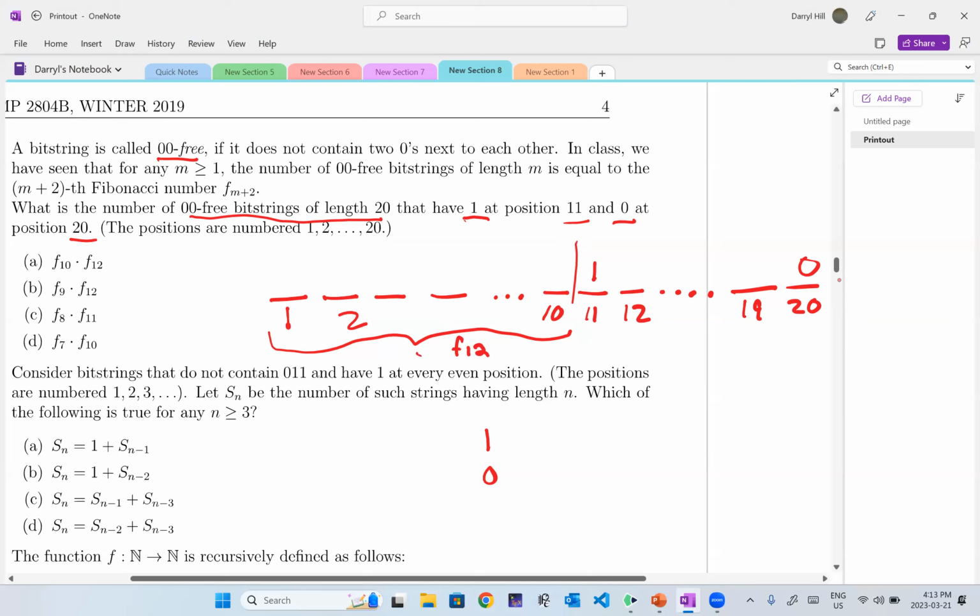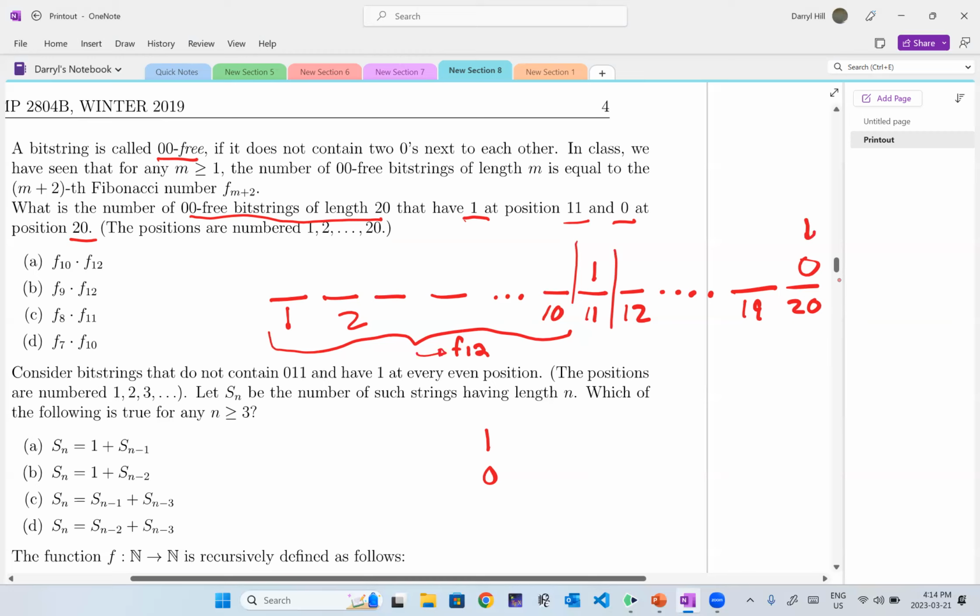So length 10, don't forget to convert from, it's a 0, 0 free bit string of length 10, but it is the 12th Fibonacci number. Don't forget to do that conversion. On the other side, well, at location 12, again, I can put whatever I like. It's a 1, I could put a 0 there or a 1 there.